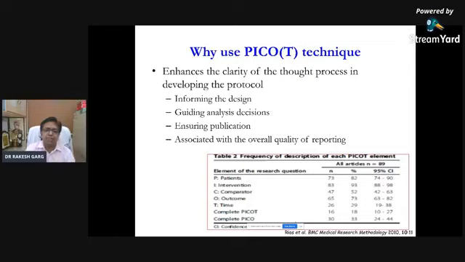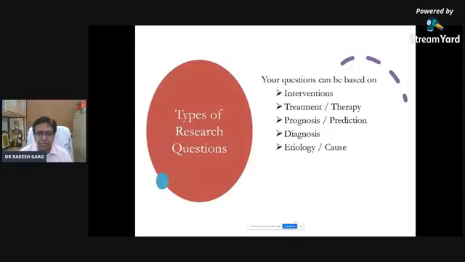So this means if you use a PICO technique, it enhances the clarity of thought process in developing the protocol. It helps you to choose a proper design. It helps you to analyze your decisions properly. And definitely all of us want, when we do a research, we want its publication. If the research question is good, if the research question is having all the PICO components, the chances of publication is much, much higher, because the quality would improve. So that needs to be taken care of when you plan a research question.